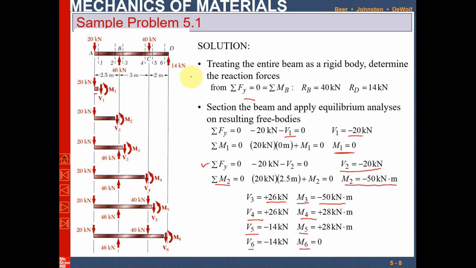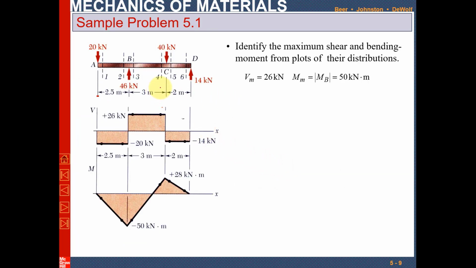Now if you take this at point 6, the sum of all the forces must be equal to 0. So minus 20 plus 46 is 26, and then minus 40 gives minus 14. So V6 will be minus 14, and the shear force is 0. Now we will plot it in order to get the shear force and bending moment diagram. So let's move toward that.